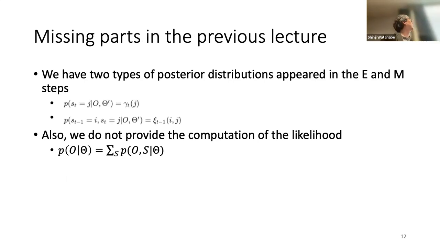Let's focus on what we didn't solve. The first part is, as I mentioned, the posterior st equal j given O, and st minus 1 equal i, st equal j given O. These two posterior distributions are not solved, and in this lecture we will focus on them. As a byproduct of the forward-backward algorithm, we also have an efficient way to solve the likelihood computation, which will also be covered in this lecture.